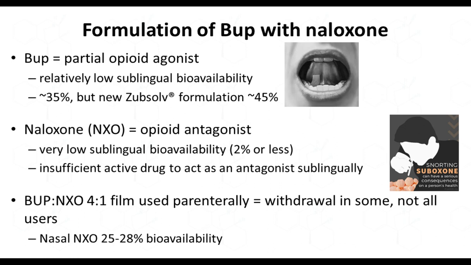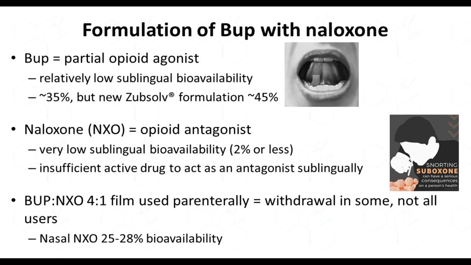So naloxone, again, as anybody reading the newspaper knows, is an opioid antagonist. So how can that be useful if we're trying to treat with an opioid agonist or partial agonist? Well, naloxone, if given under the tongue, sublingually, really has extremely low bioavailability, 2% or less in most studies. And so essentially, insufficient active drug gets delivered systemically in order for it to act as an antagonist. So the typical mixture would be a 4-to-1 ratio of buprenorphine to naloxone in a sublingual film or tablet.